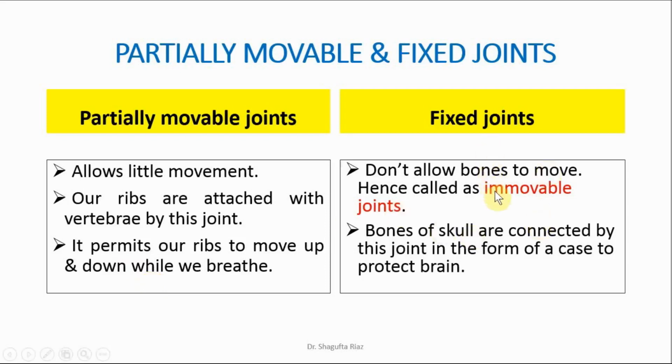Fixed joints are also known as immovable joints. Why? Because they don't allow bones to move. This type of joint is present in our skull. They connect the bones of the skull to form a case which protects our brain.